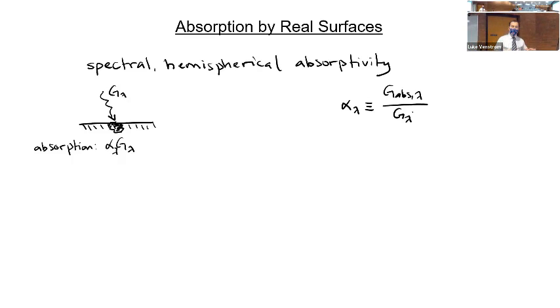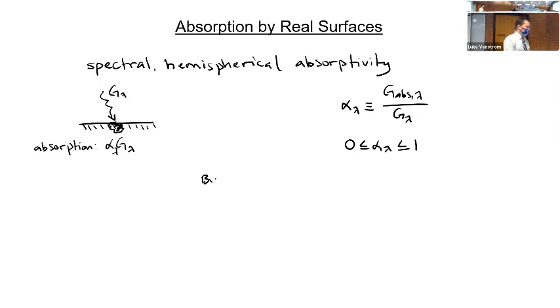The hemispherical has the same meaning. The hemispherical still means it's averaged over all directions. The spectral has the same meaning. It's at a particular wavelength. This thing takes on a value between 0 and 1. 1 if it absorbs all of the energy at that particular wavelength, and 0 if it absorbs none of the energy at that particular wavelength. That would mean that it's reflecting all of the energy at that wavelength away.